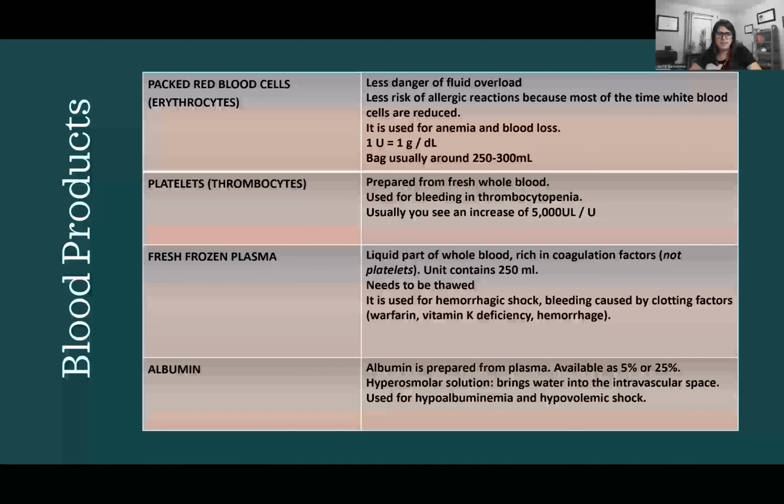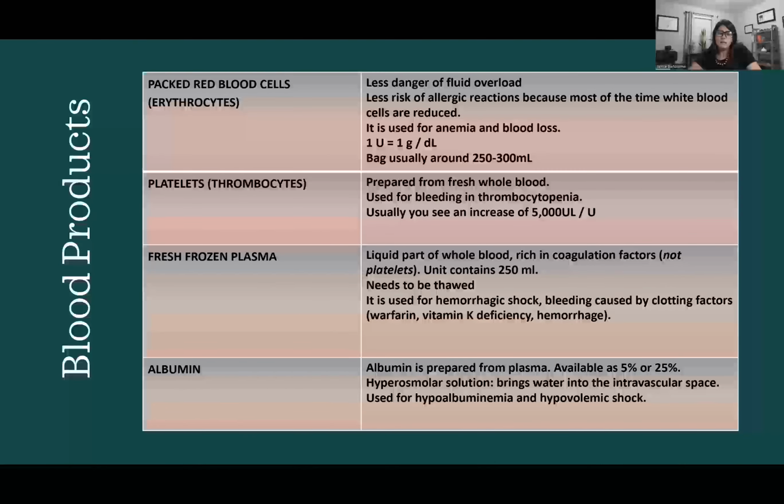Fresh frozen plasma is that liquid part of the blood. It's rich in coagulation factors, not platelets. So that's the difference between platelets and fresh frozen plasma. Fresh frozen plasma does not have platelets, it's just coagulation factors. Therefore, it is very good for treating patients that have problems with clotting factors, or maybe vitamin K deficiency, hemorrhage, and whatnot. Because it is frozen, it needs to be thawed out. So that's another important thing.